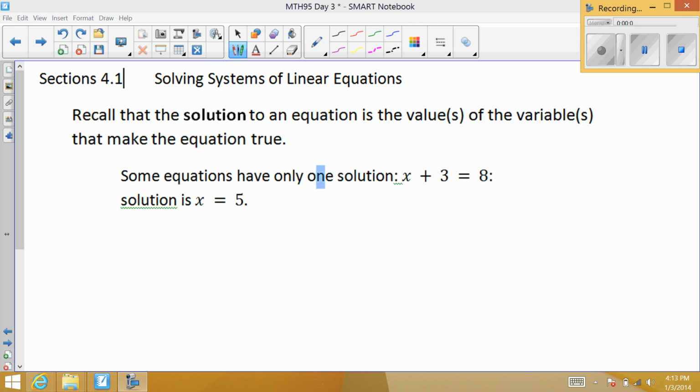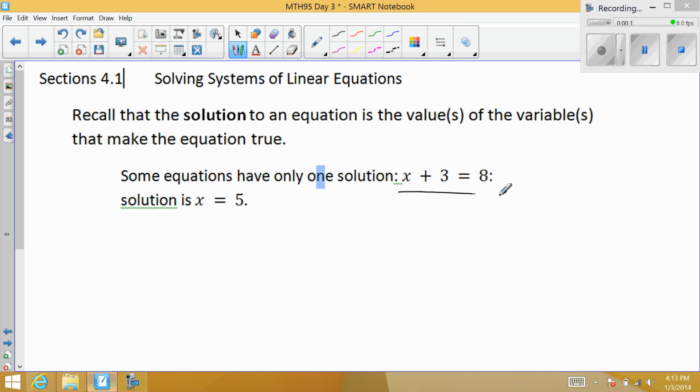So something new, solving systems of linear equations. This time what we're looking at are more than one equation at a time. First of all, before we get into those, the solution to an equation is a value for the variable that makes the equation true, that makes the left side equal to the right side.